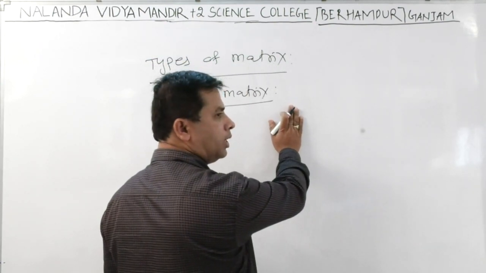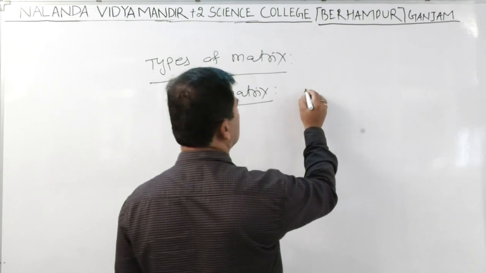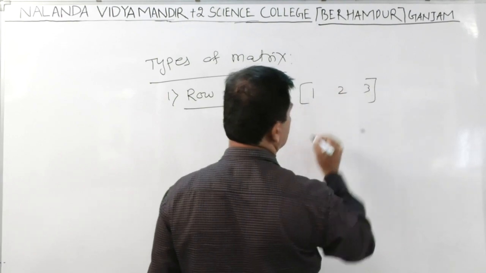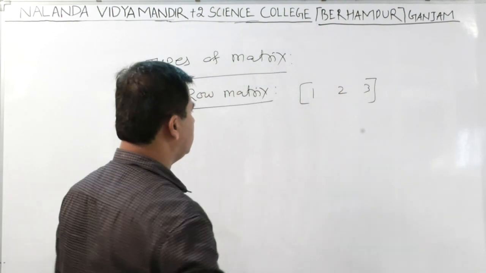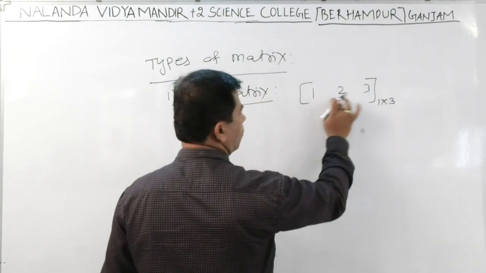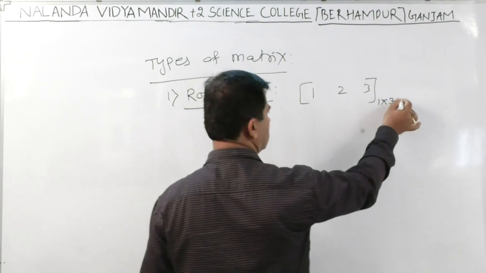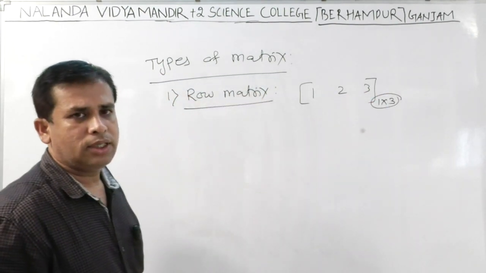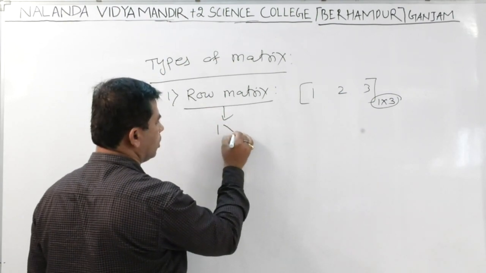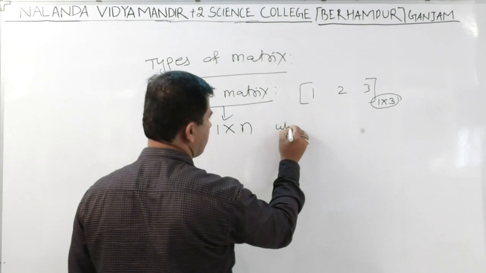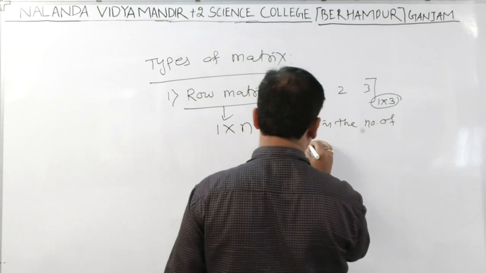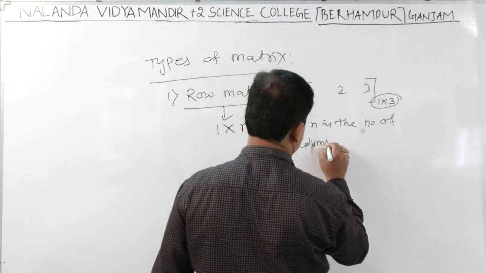If a matrix has only one row, then we say that it is a row matrix. For example, 1 2 3 is our row matrix, and the order of the matrix is 1 cross 3, 1 row and 3 columns. But in general the order of a row matrix is 1 cross n, where n is the number of columns in the matrix.